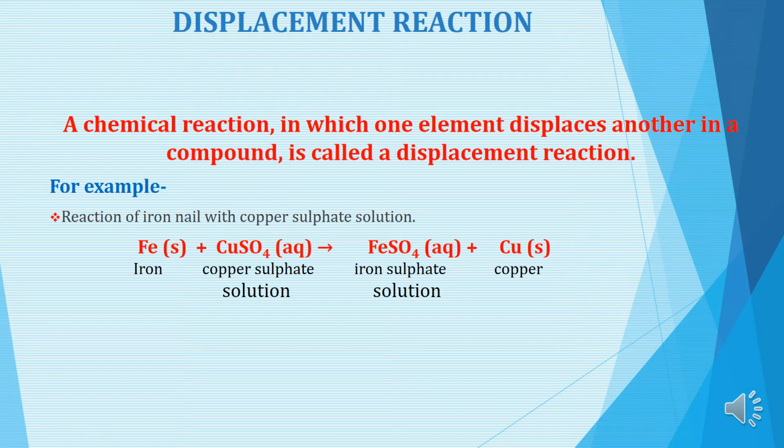Now let's talk about the third type of reaction, that is the displacement reaction. So a chemical reaction in which one element displaces another in a compound is called a displacement reaction. Let's see the example. As you can see, iron is reacting with copper sulfate solution and it is forming the products ferrous sulfate and copper. As we can see here, iron is displacing copper from its place. Hence, it is an example of a displacement reaction.